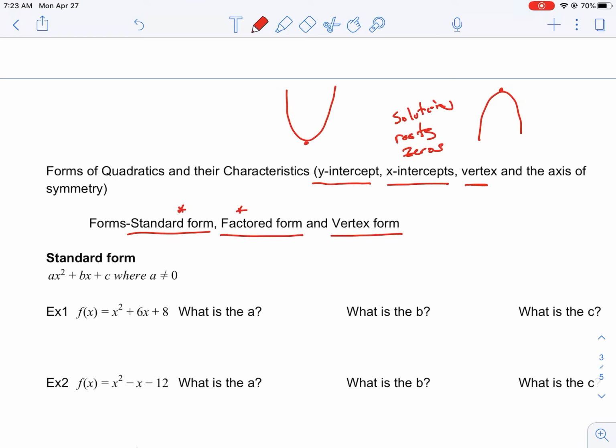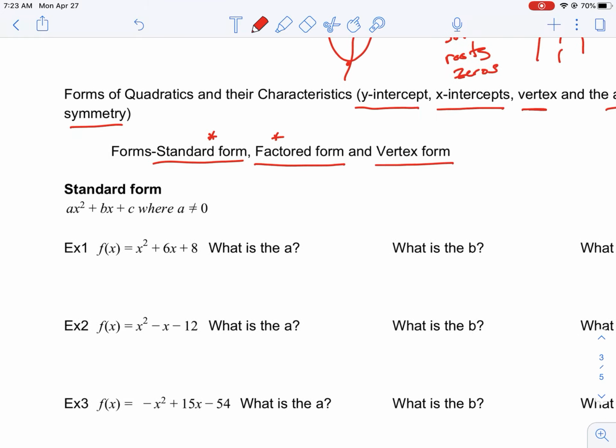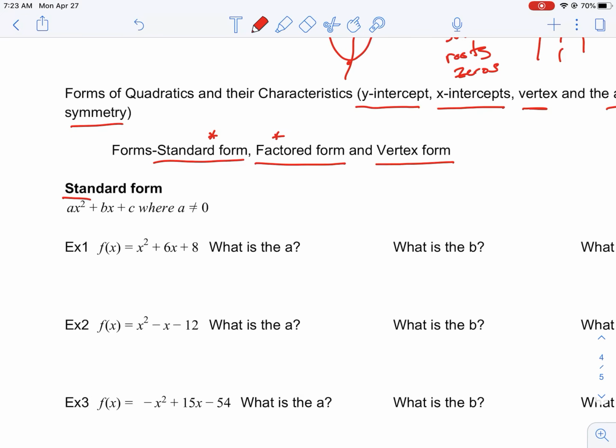And then we have what's called the axis of symmetry. The axis of symmetry is that dotted mirror line that goes right through the vertex. So we're going to be able to see those, or at least figure them out pretty quick with some math. So with that said, I'm going to go into standard form, which is what we've seen here.